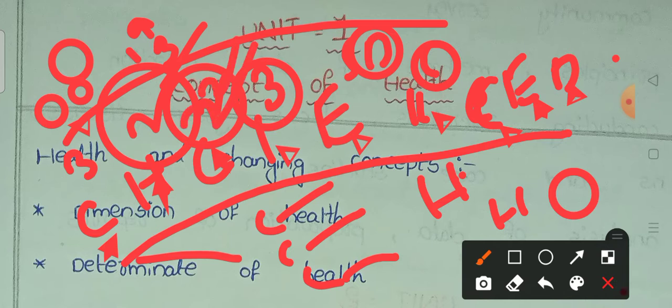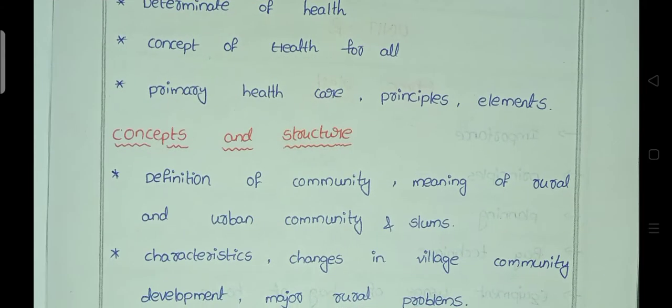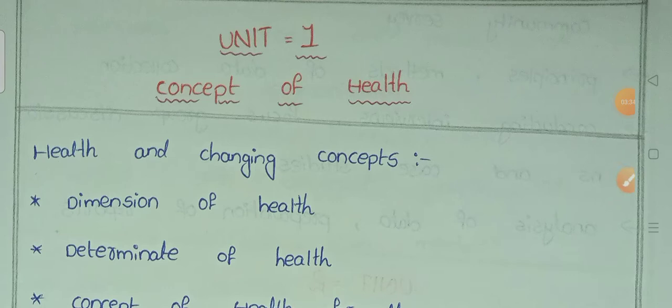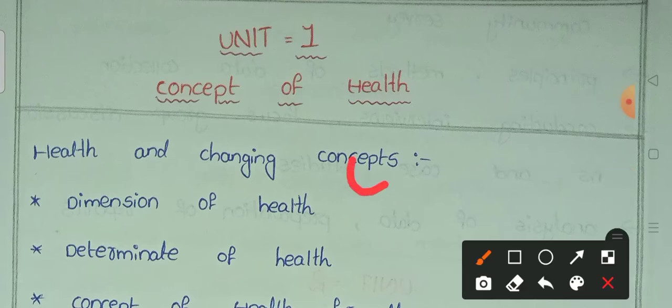It's clear? So this is a little introduction to community health nursing. Let me go through it one by one. Unit 1 has the partitions C3: concept of health, concepts and structure, and community need assessment. It's clear?